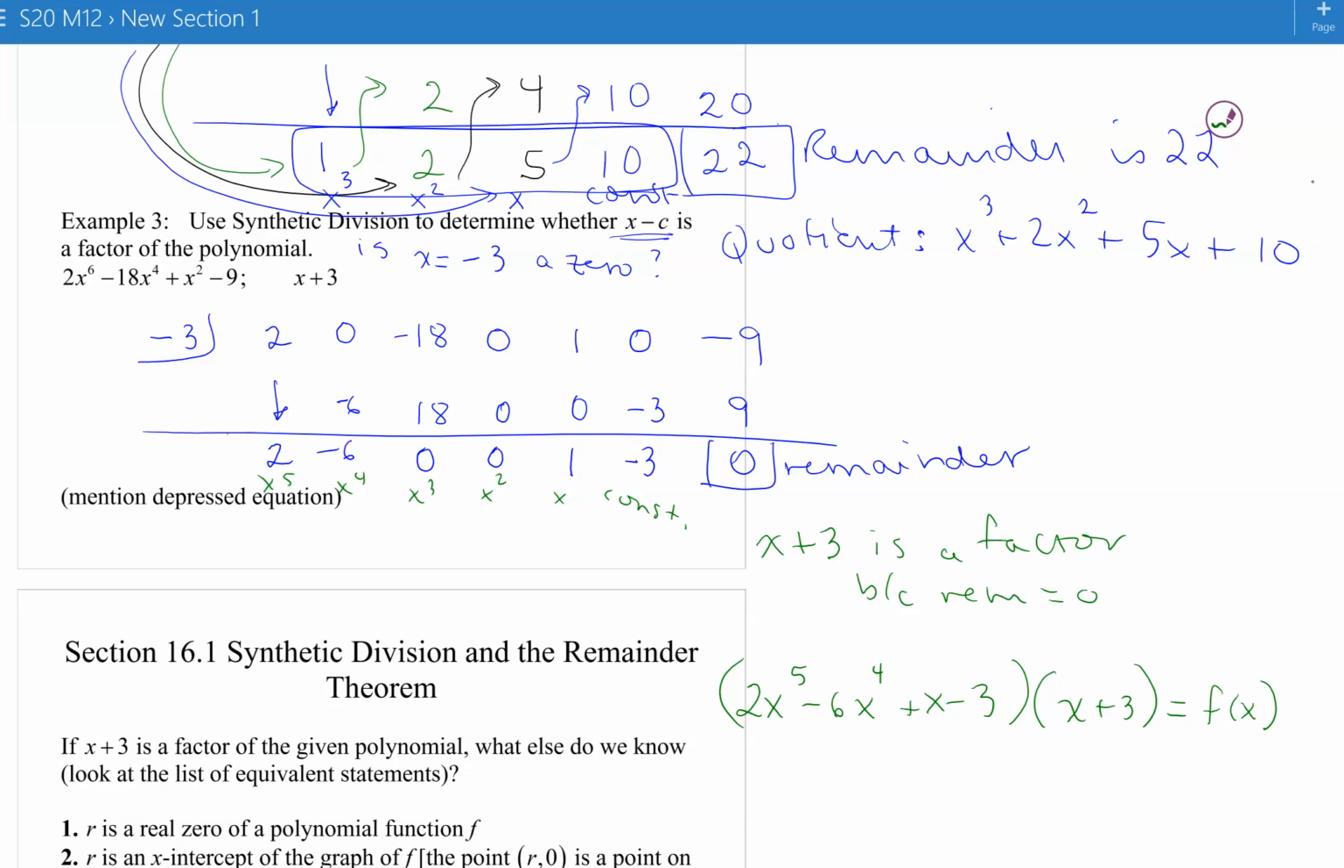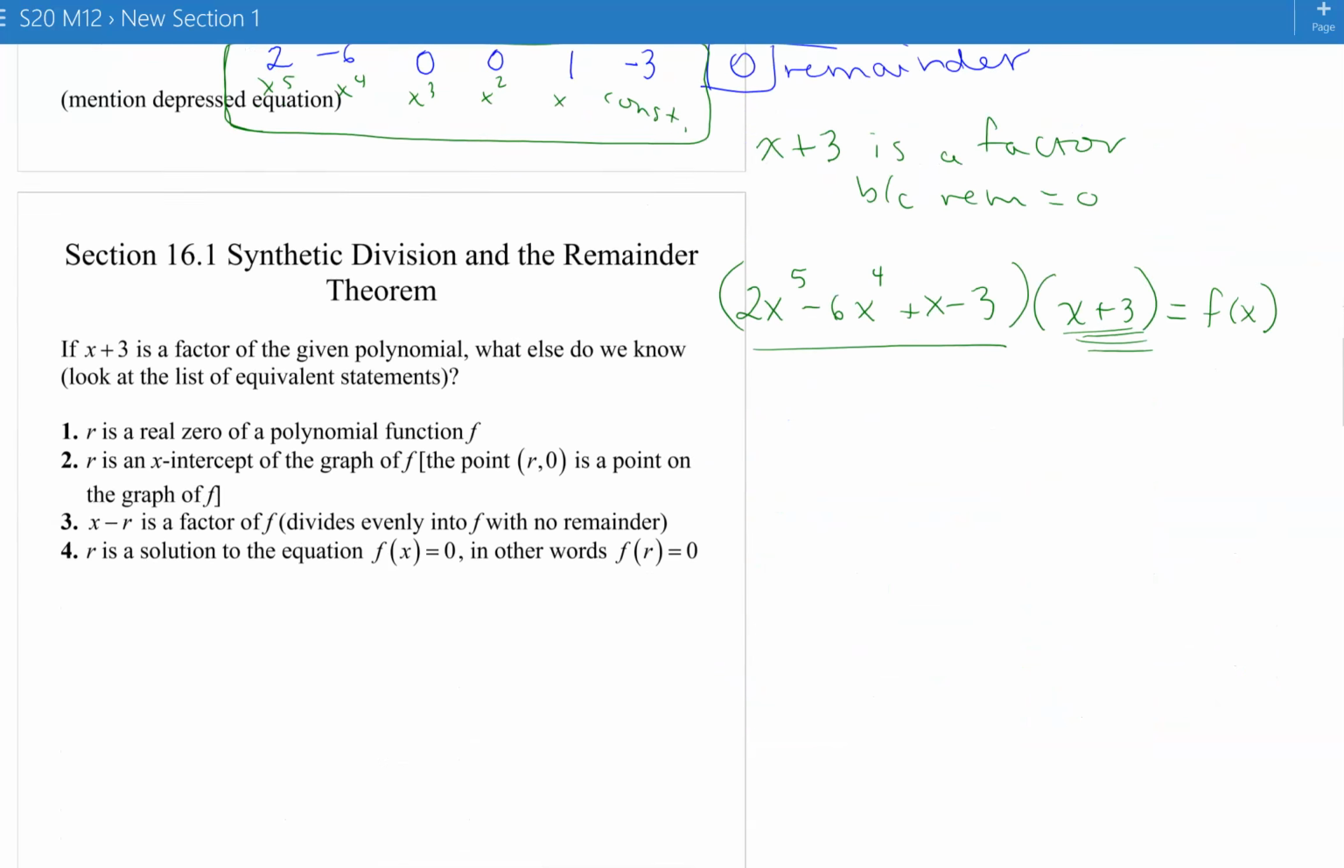So this polynomial that's the quotient is also called the depressed equation. It's after you've factored out x plus 3, it's what you have left. And sometimes that will factor more, it just depends on the problem.